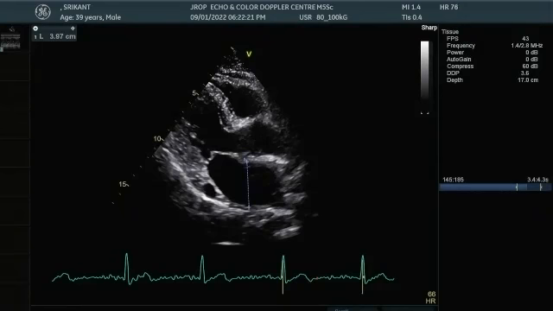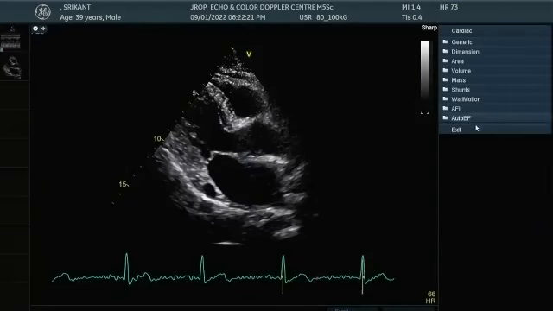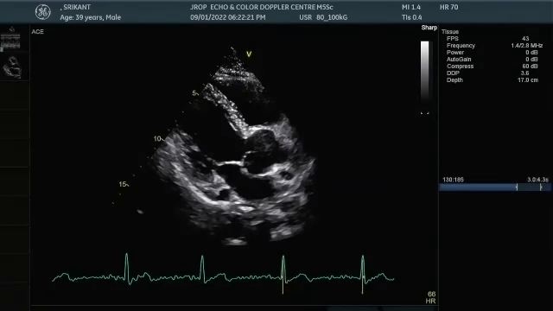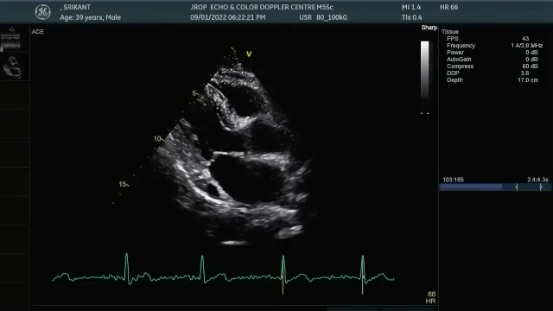So this is LA measurement, maximum dimension in 2D. Now the same thing you can do for LV measurement also. Go to the maximum size of LV. This is LV measurement during diastole. Then scroll it. You go to systole.